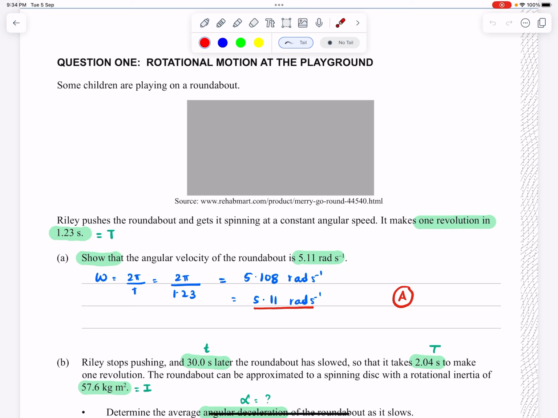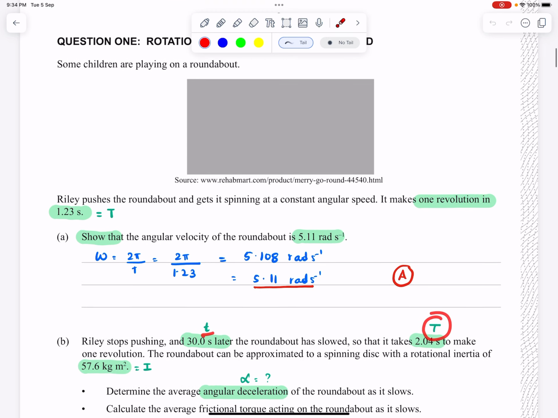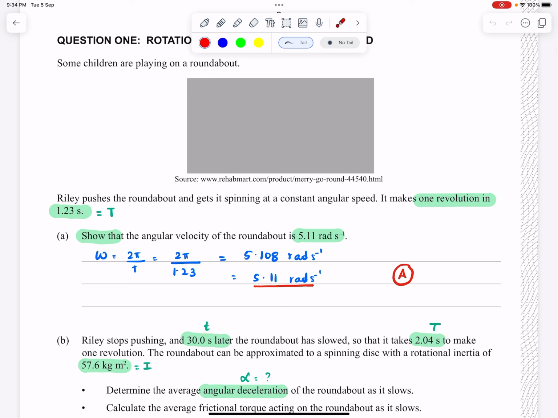The next one: Riley stops pushing and 30 seconds later, now this 30 seconds is the time, the roundabout has slowed so that it takes 2.04 seconds to make one revolution. So the time to make one revolution is the period. So there are two times there, but you just need to recognize which one's the period and which one's the time. The roundabout can be approximated to a spinning disk with a rotational inertia of 57.6 kilogram meter squared. I is the rotational inertia.